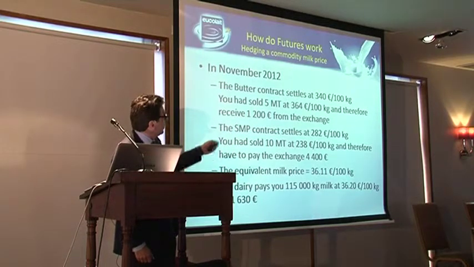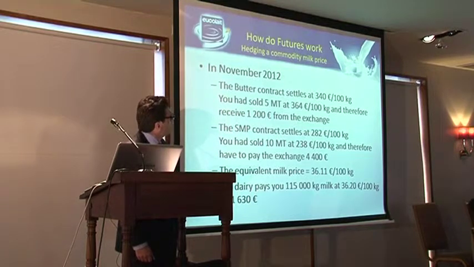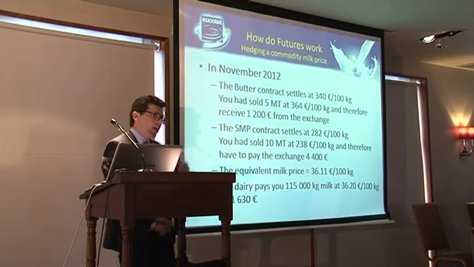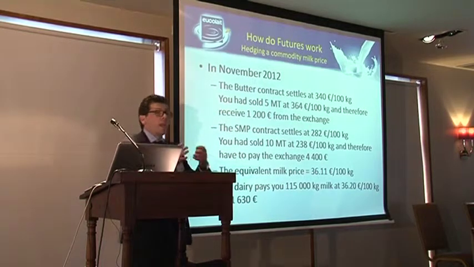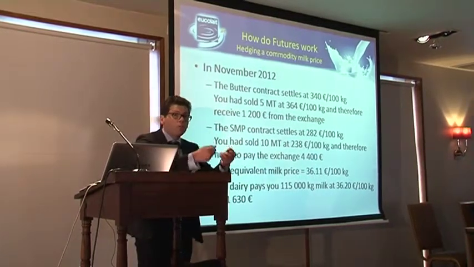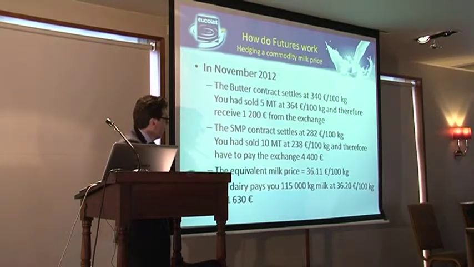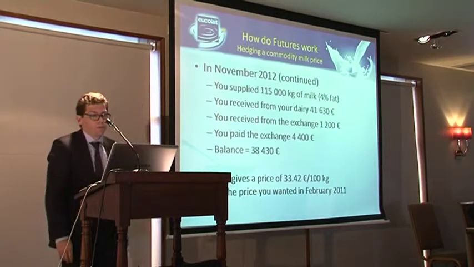Now, if you look at the equivalent milk price that butter and the skim milk powder generate, you have 36 euros per 100 kilo. This is an assumption. Let's assume that the dairy pays you a price that is close to that commodity-based price of 36.20, so almost very relevant. You will be receiving for that amount of milk 41,630 euros.